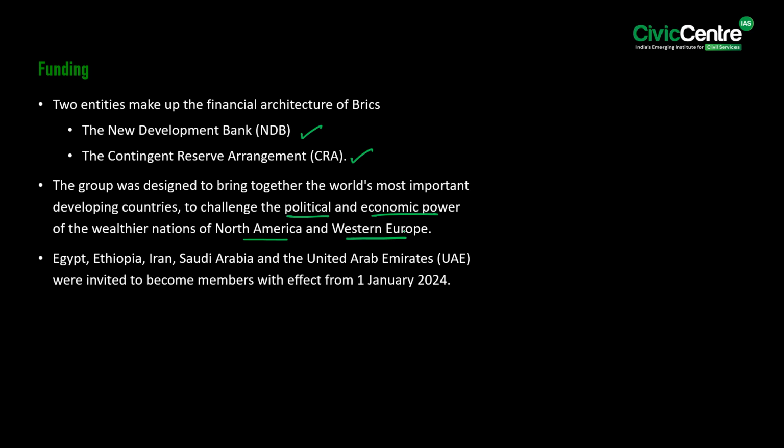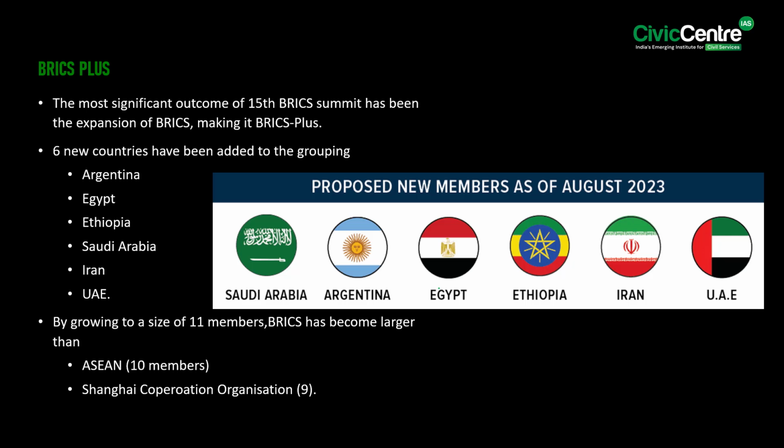Additionally, Egypt, Ethiopia, Iran, Saudi Arabia, and United Arab Emirates were invited to become members with effect from 1st January 2024. So for your information, the recent outcome of the 15th BRICS Summit has been the expansion of BRICS, making it BRICS Plus. Additionally, 6 new countries have been added to the grouping, that is, Argentina, Egypt, Ethiopia, Saudi Arabia, Iran and UAE. Therefore, by growing to a size of 11 members, BRICS has now become larger than ASEAN, which includes 10 members, and the Shanghai Cooperation Organization, which includes 9 members.